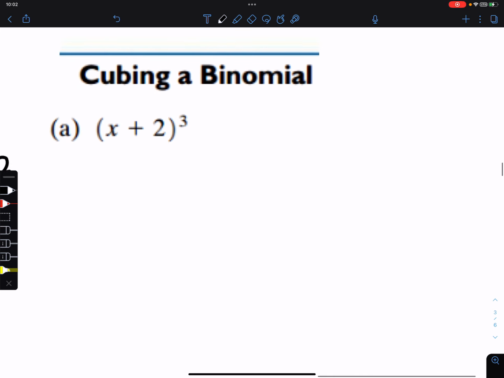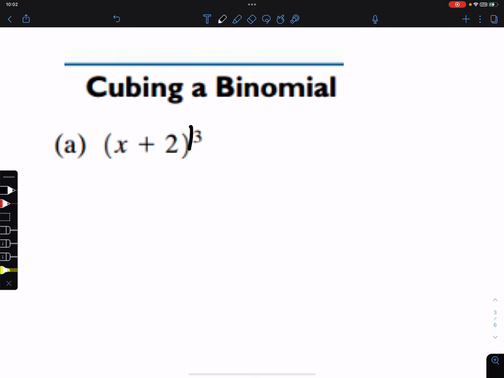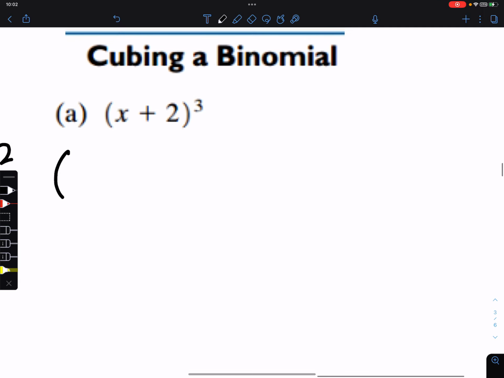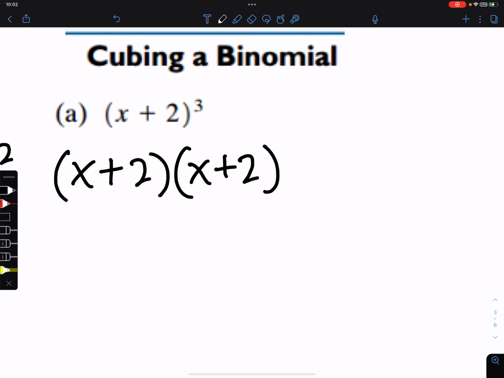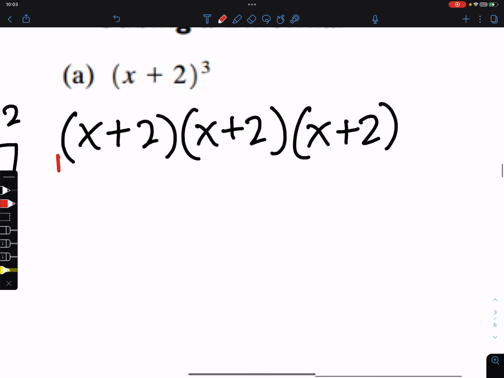Okay, now cubing a binomial. So yeah, a binomial is basically just a polynomial with 2 terms, and then cubing. We say cubing because it's raised to the power of 3. What we do is we look at this as it being multiplied by itself 3 times, okay? And then we just do it step by step. We do the left 2 first. So x plus 2 times x plus 2, that's the same as x plus 2 squared. Let's use our formula, okay?